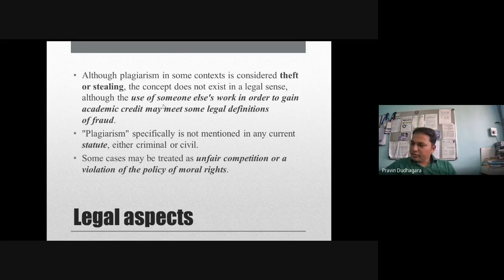Violation of the policy: each higher education institute, college or university in India has its own rules, regulations, and terms and conditions to follow when preparing the thesis, dissertation or project.